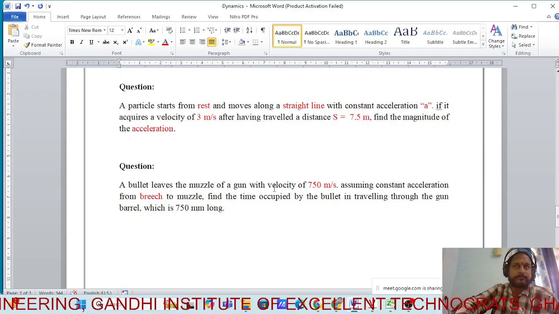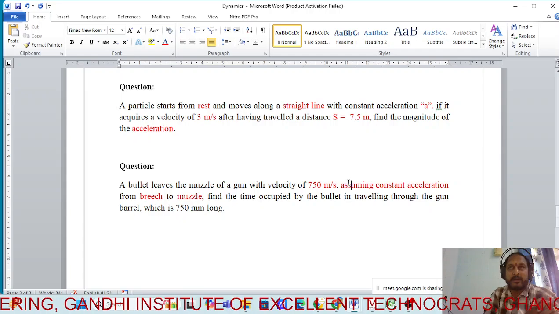Now he's saying you assume, practically it is not possible, that the bullet has constant acceleration. So what do you mean by constant acceleration? Already I told you: velocity changes equally in equal intervals of time. Yes or no? But practically that is not possible. Now the question is, find the time occupied by the bullet.